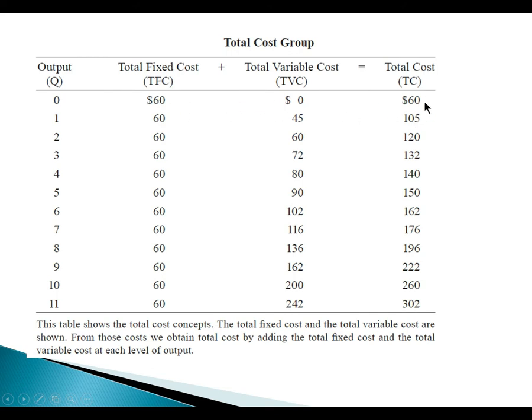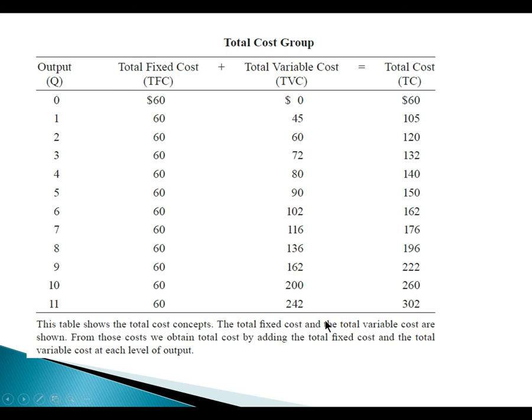60 plus 0 becomes 60, 60 plus 45 becomes 105, 60 plus 60 becomes 120, and producing the third quantity, the fixed cost is 60, variable cost is 72. By adding these two, we get 132 dollars. So in the same way, we can draw the total cost schedule. This table shows the total cost concept.